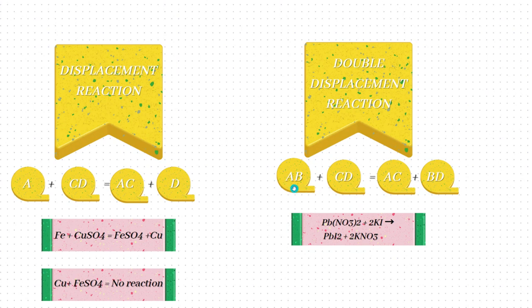That is AB plus CD is equal to AC plus BD. Here both the anions have exchanged. Here we said that anions have transferred. But here the anions have exchanged themselves. That is AB plus CD is equal to AC plus BD.